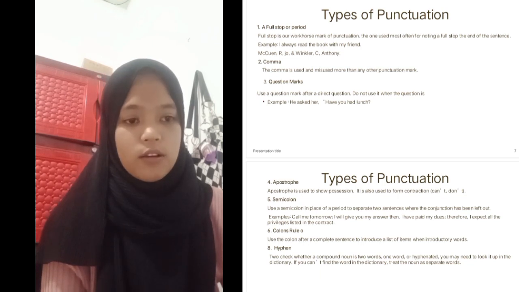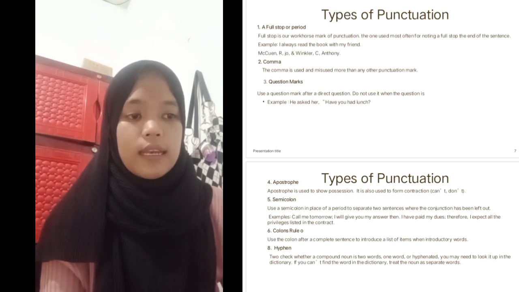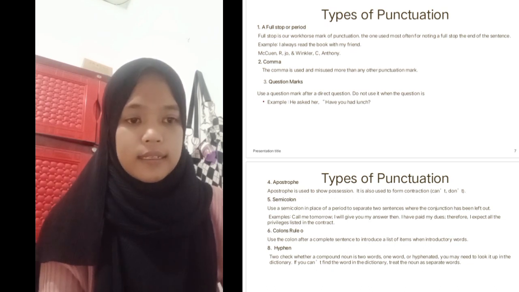Next, comma. The comma is used and misused more than any other punctuation mark. Next is question mark. Use a question mark after a direct question. Next is apostrophe. Apostrophe is used to show possession. It is also used to form contractions. And the next is semicolon.